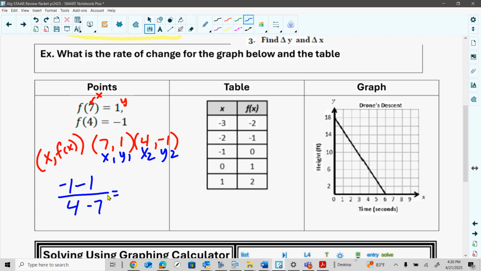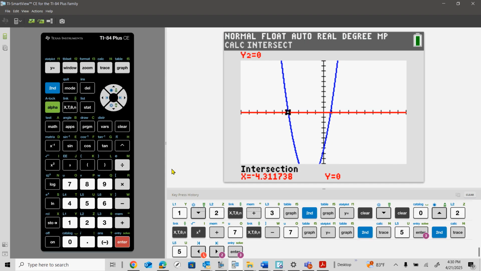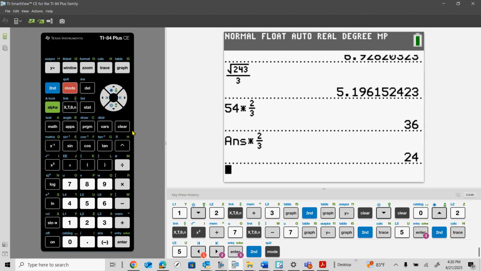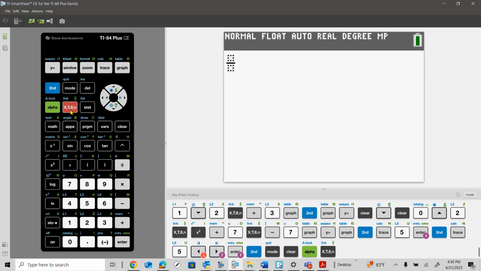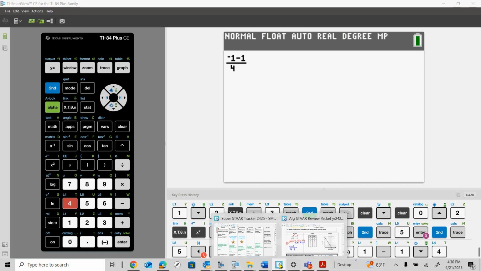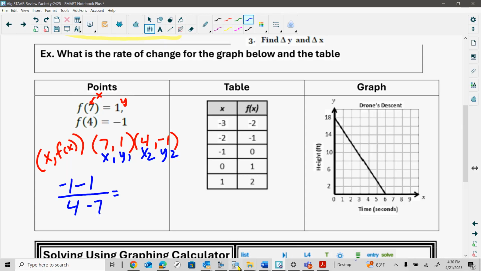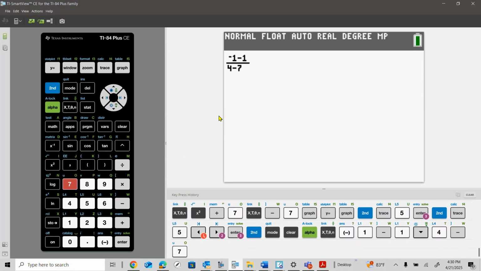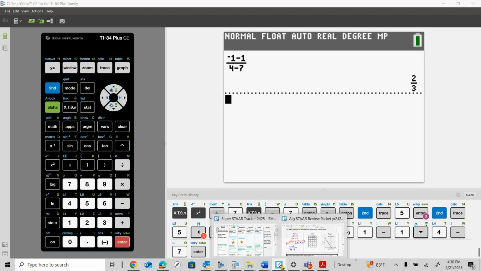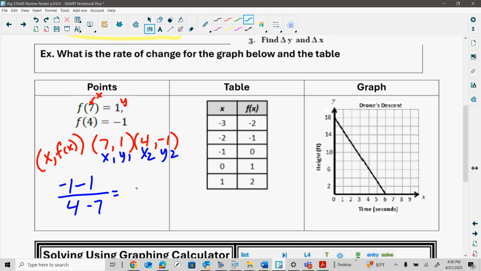Now we can go into our fraction box to get the setup. I could go second, then the blank screen, the fraction, alpha x. We have negative 1 minus 1, and then alpha x, arrow down. We had 4 minus 7. We can just type it in there, hit enter, and there is our simplified answer. So you always want to look at points. This is 2/3, to get your rate of change.